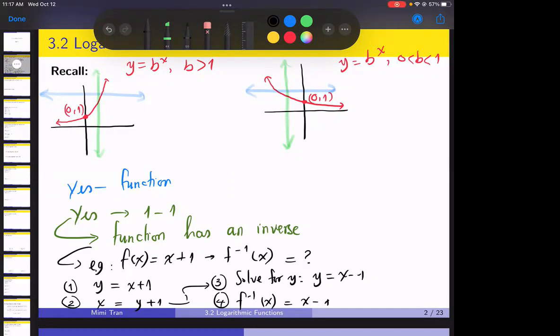It works for any problem, as long as your variable is not stuck. I can give you a quadratic and you do the same. Any problem, same procedure. Write f of x as y, swap x and y, solve for the new y, and at the end, that's your f inverse.